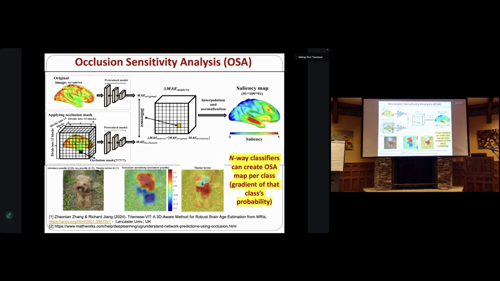So let's look at the brain on the right. If that temporal lobe region was really important to deciding whether you have Alzheimer's disease or whether you have left temporal lobe epilepsy, but if you have left temporal lobe epilepsy, but you covered up the left temporal lobe, presumably that's not a good thing. So any classifier can create an occlusion sensitivity analysis map per class. And what it's defined as is the gradient of that class's output probability with respect to the occlusion of each input layer.